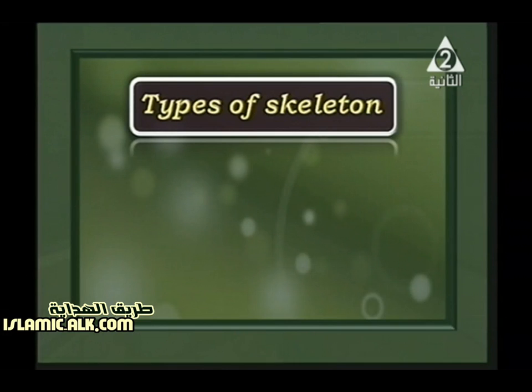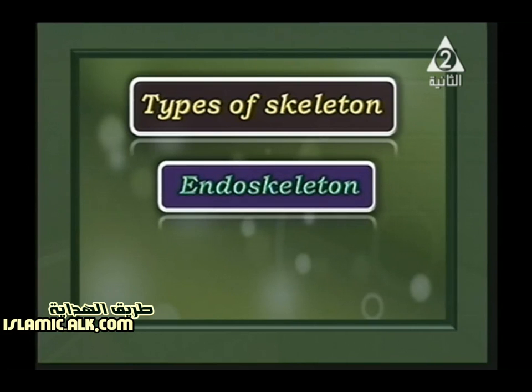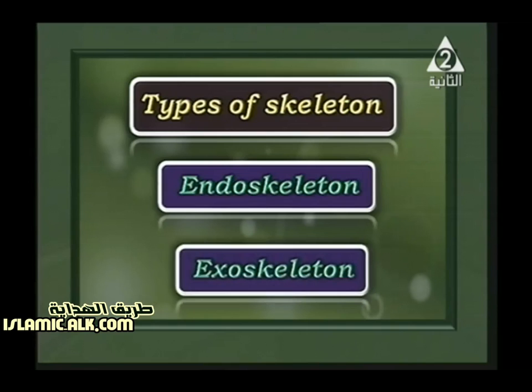Well, we have different types of skeleton. Yes, different types of skeleton. It may be external or it may be internal like us. Internal, we call it endo, something inside the body. We call it endoskeleton, such as what? Such as humans or most vertebrates. While exo means what? That it covers the animal from outside, and we call it exoskeleton.